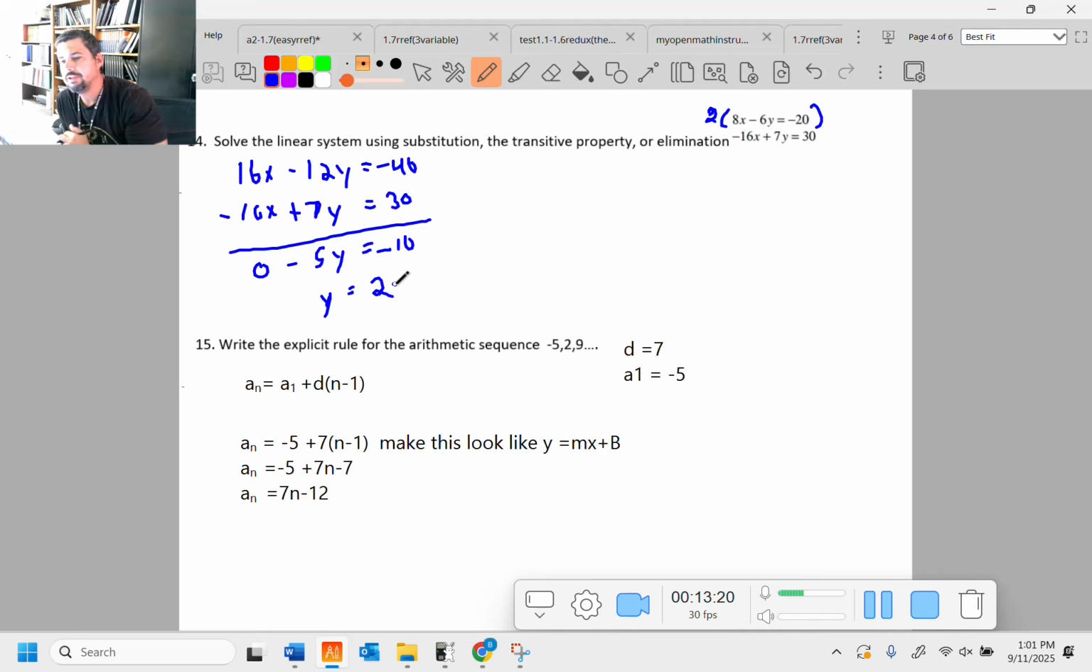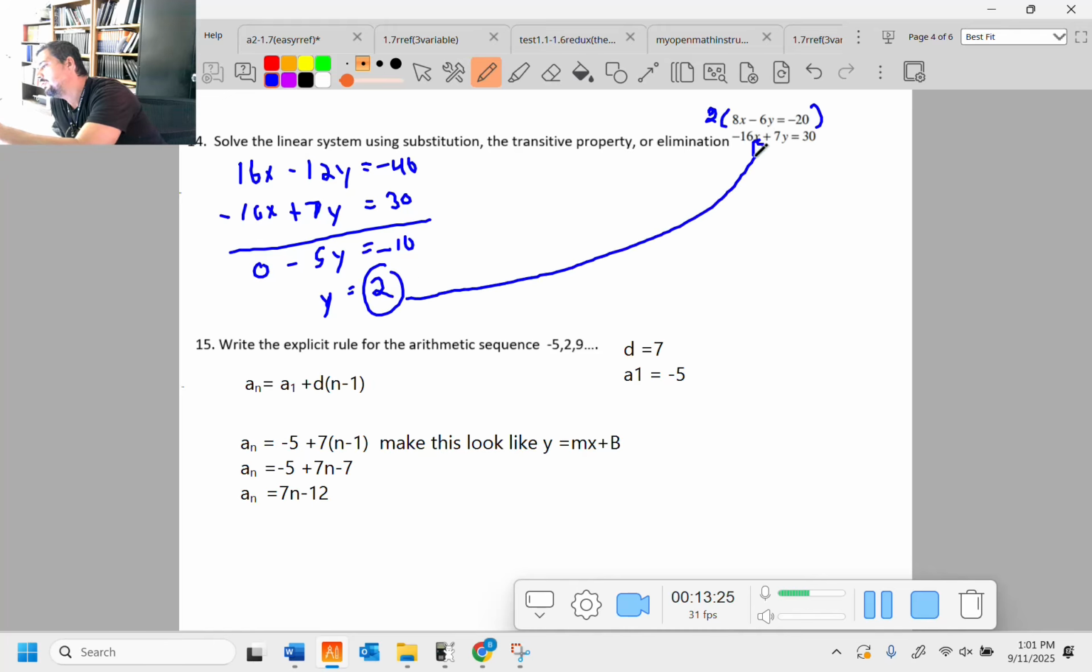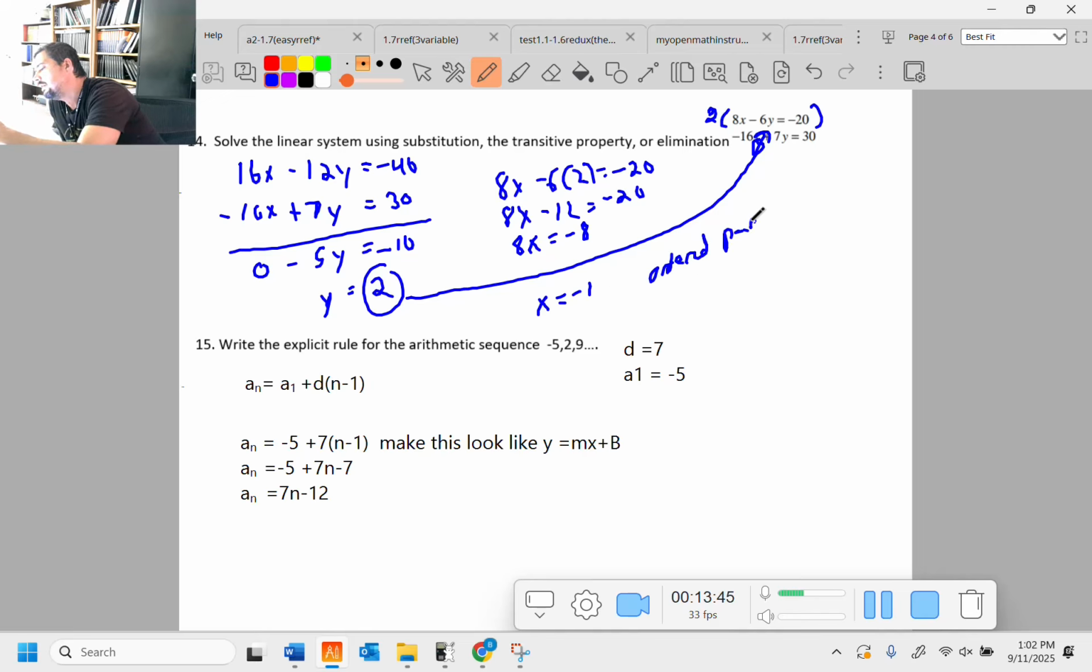Now, what can I do with that 2? I can take that 2 and I can plug it back in using substitution. I can put it right there. 8x minus 6 times 2 is supposed to be -20. 6 times 2, last I checked, was -12. Well, negative times positive. If I add 12 to both sides, I get -8, which means my x value is -1, which means I have the ordered pair, because that's how it's going to be presented, of -1, 2. And by the way, work is required. Work is always required.